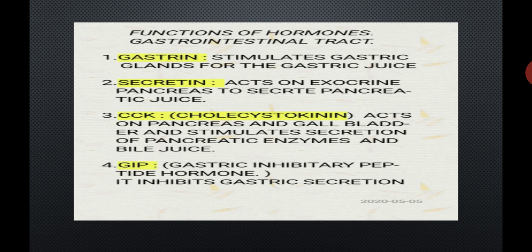I repeat the functions of all these hormones. Gastrin stimulates the gastric gland, and because of stimulation the gastric gland starts secreting gastric juice.